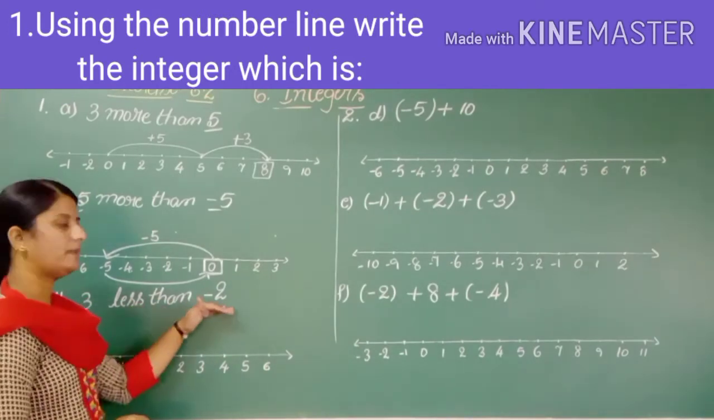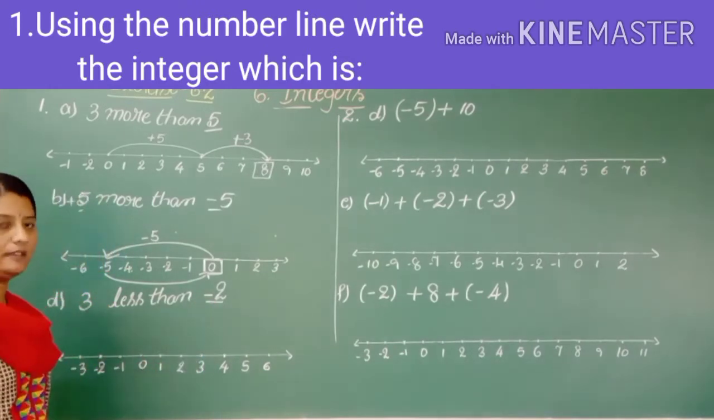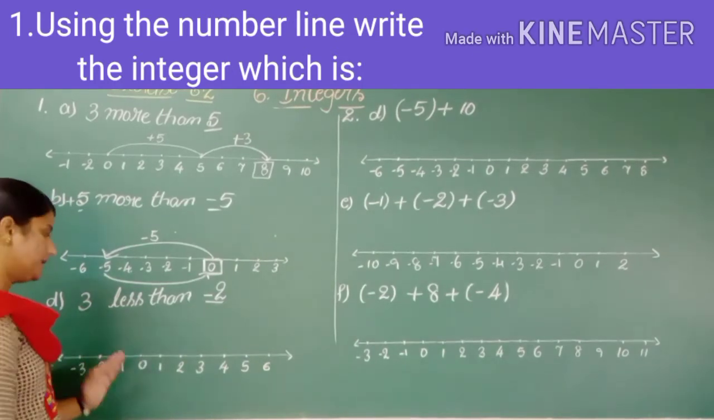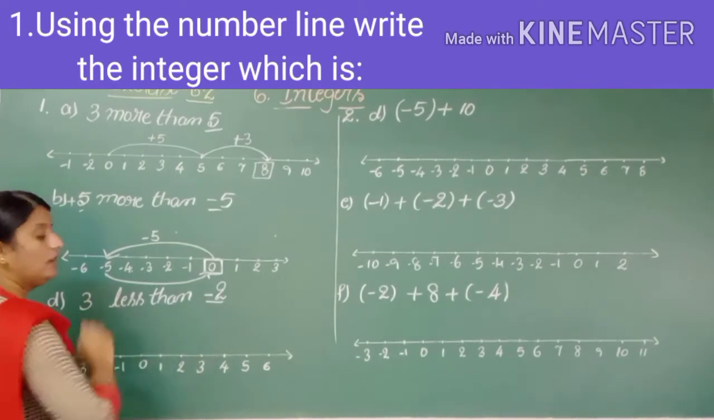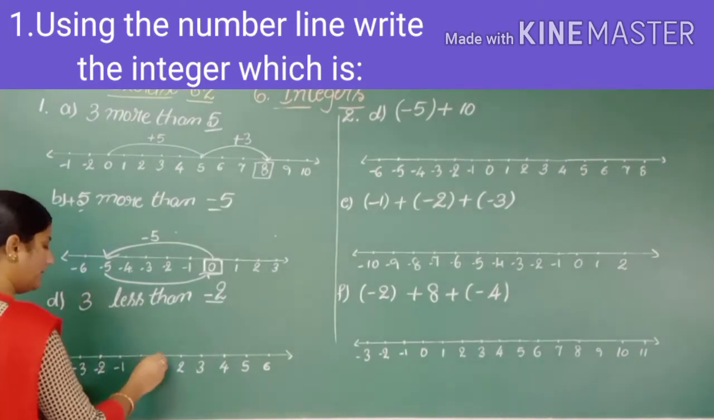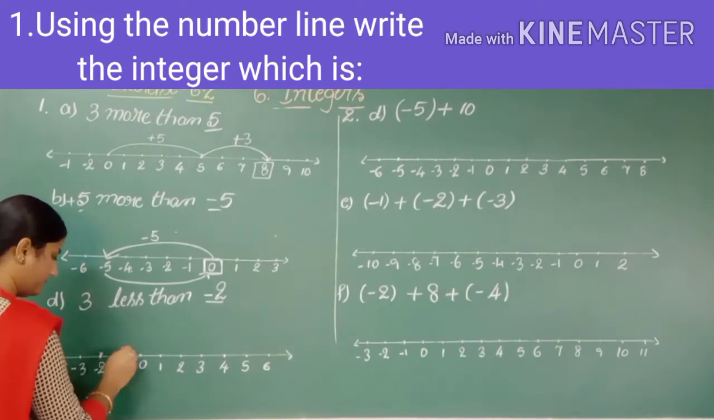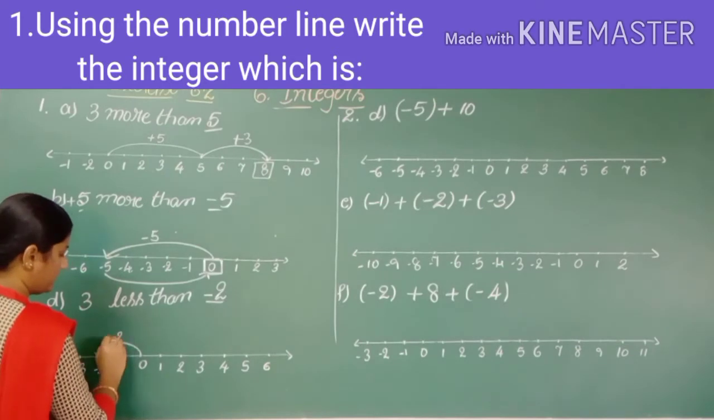The next question, 3 less than minus 2. First we have to mark minus 2 on a number line. Minus 2 is a negative integer. It comes to the left of the 0. So here there is a 0. How many steps do we have to move? We have to move 2 steps to the left of the number line. Here there is 0, 1, 2. It is minus 2.